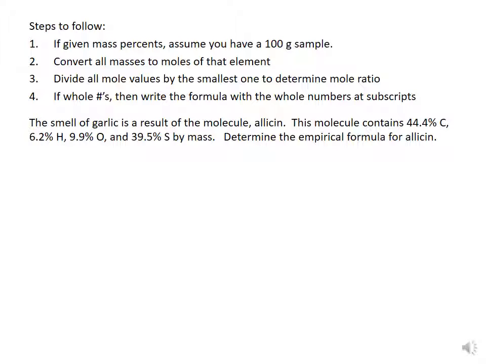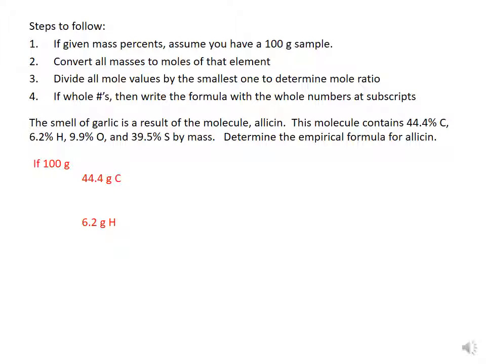So I'm telling you here that the smell of garlic is a result of the molecule allicin. This molecule contains 44.4% carbon, 6.2% hydrogen, 9.9% oxygen, and 39.5% sulfur by mass. So you're getting the information about the composition by mass and being asked to determine the empirical formula. So in step 1, it says if you're given the mass percents, assume that you have a 100-gram sample. So if we think about having a 100-gram sample of this stuff and 44.4% of it is carbon, then 44.4 grams of that 100-gram sample will be carbon.